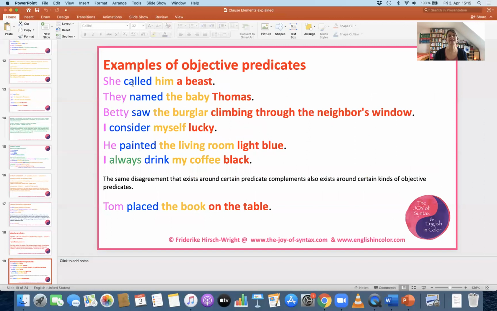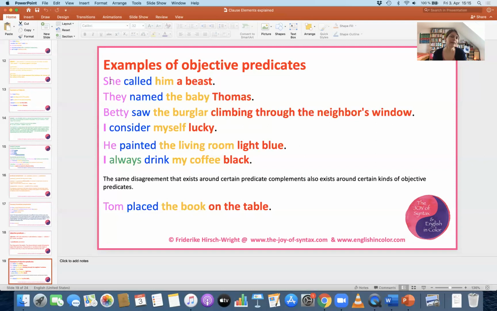So she called him a beast. Now, this is actually something she considers him a beast. So she thinks that he is a beast. So you see this him beast is in the same relationship as he is a beast. So she called him a beast, or she considers him a beast. They named the baby Thomas. Now, the baby is named Thomas. So we see that the action of the verb actually turns the baby into Thomas.